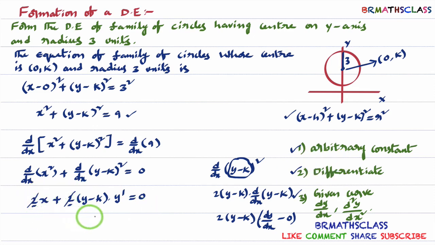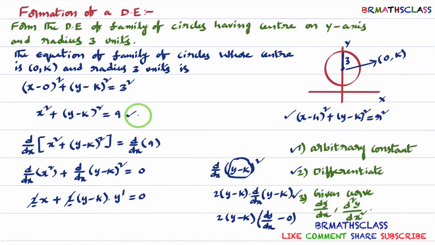Okay. Now one time differentiation is over because only one arbitrary constant is there. We cannot differentiate this a second time because only one arbitrary constant is present. Now I need to eliminate the arbitrary constant. How will I eliminate the arbitrary constant? After differentiation, the arbitrary constant is not yet eliminated. So we will use the third step. We will use the given curve here.